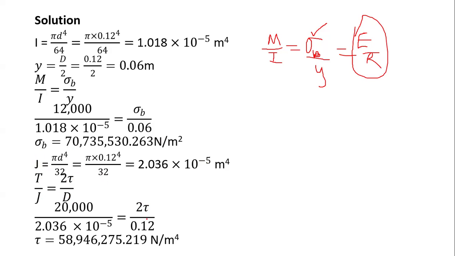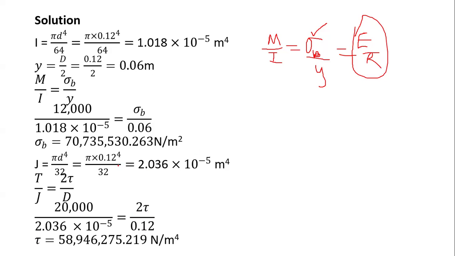I need to make shear stress the subject, but I can do it smarter. T is 20,000, J is 2.036 by 10⁻⁵, D is 0.12. So transposing this whole thing for shear stress gives me 58,946,275.219. If you want, you can proceed to make this the subject of the formula before you do the substitution, or you do it this way, where you just proceed to the substitution, and then you calculate your final answer and you get where you're going.